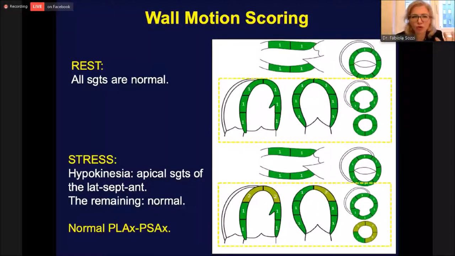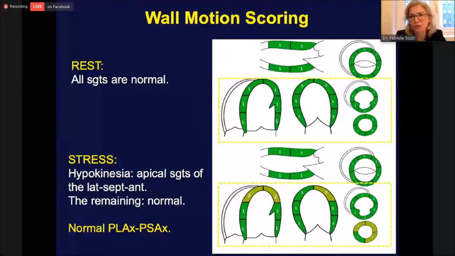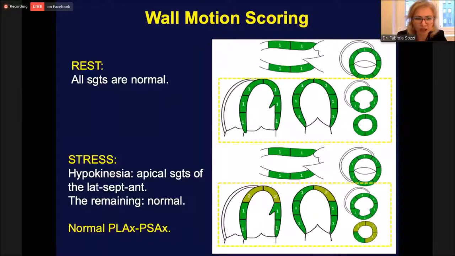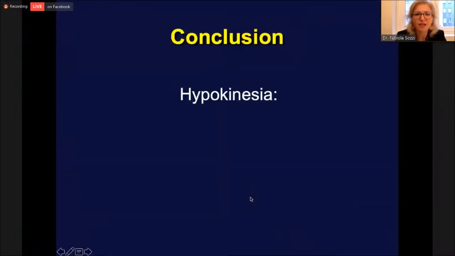And then to make a conclusion, what do we see? We have hypokinesia, score 2, normal is 1, in 3 segments, which is sufficient for definition of ischemia. Ischemia should be demonstrated in 2 or more segments. And so we conclude that the patient has ischemia in the apical segments. It looks like the territory of the LAD. Do you agree? Yes, I mean, it is.